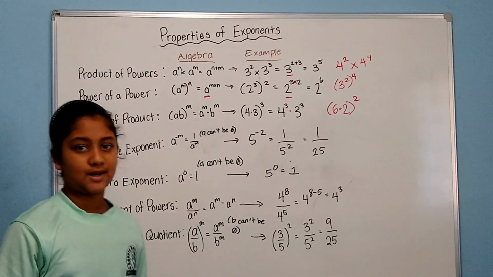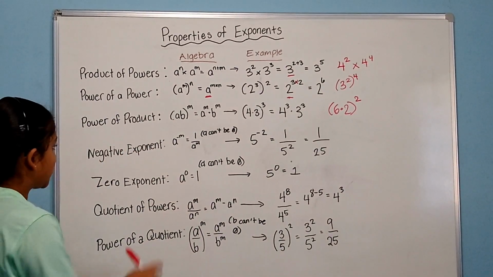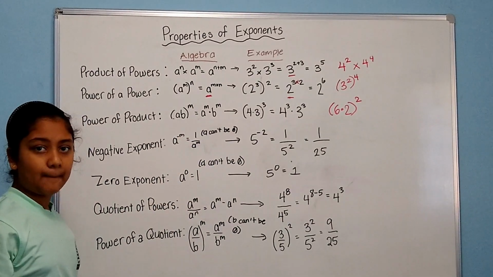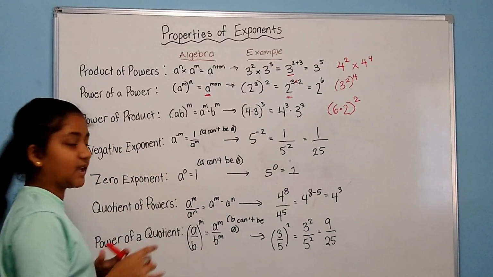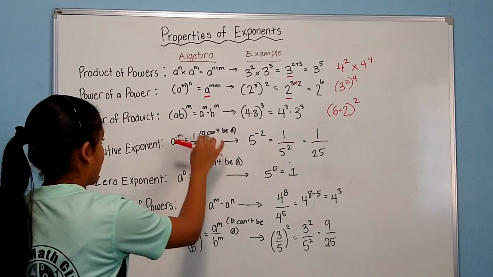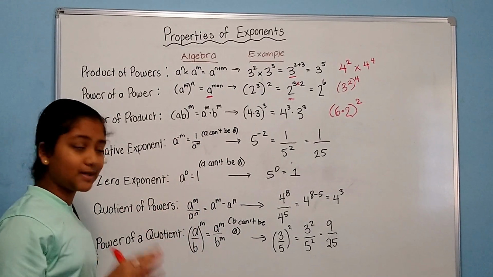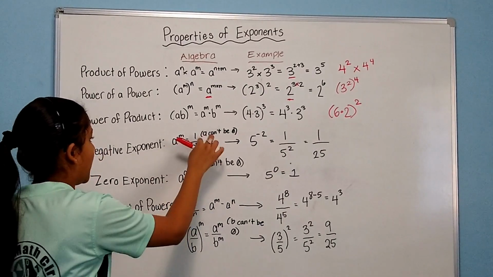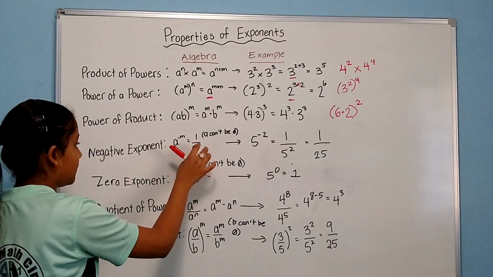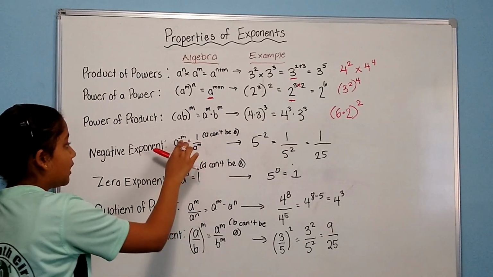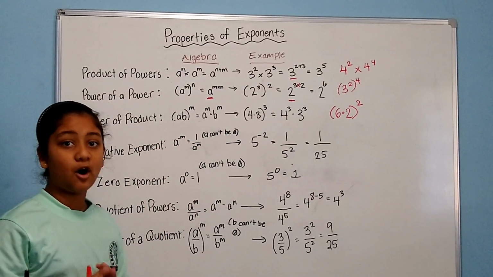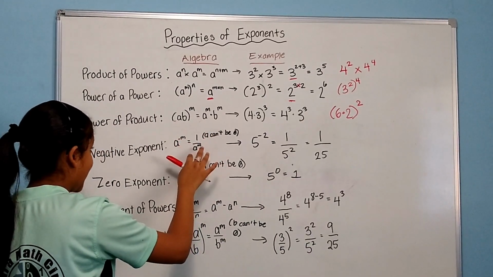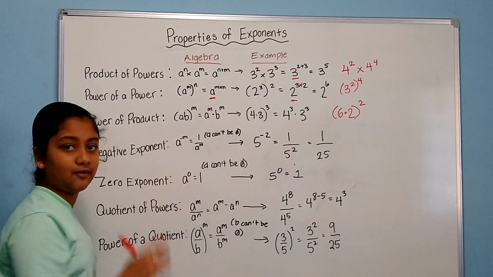Now let's go ahead and look at a negative exponent. So that's a to the power of negative m. When that happens, you need to turn this into a fraction, and the numerator always has to be 1. So it's 1 over, the base stays the same, a to the power of, and the exponent is now going to be positive. So it's 1 over a to the power of positive n.